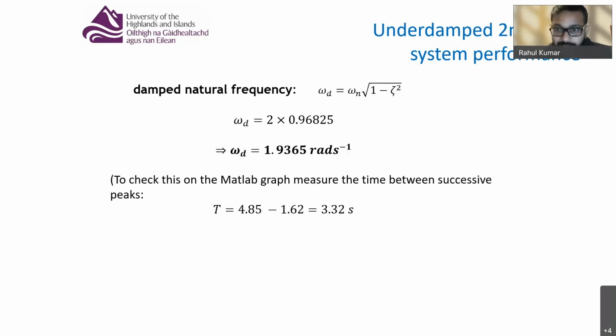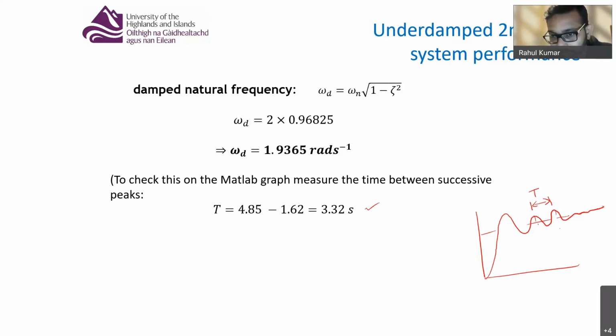Now this value is not given by the function which I was telling you about, but what you can do is measure the time between successive peaks. For an underdamped system, basically you would have this kind of response. You would have some oscillation like that. So you can measure the time between two successive peaks, right? And I have done that, and it comes out to be 3.32.